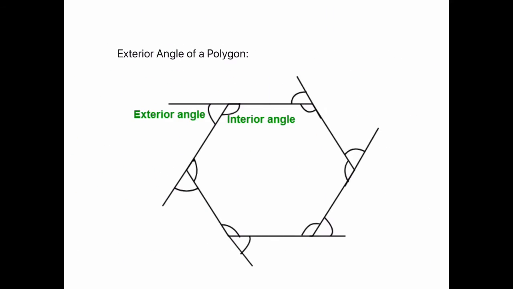Whenever you have a polygon, you have interior angles inside the polygon, and you have exterior angles outside of the polygon. So this is a perfect example of an exterior angle. It comes off of the side of the polygon, and it connects to the other side. And so there are several exterior angles of polygons. So that's the difference between interior angles and exterior angles. Interior, inside, exterior, outside.